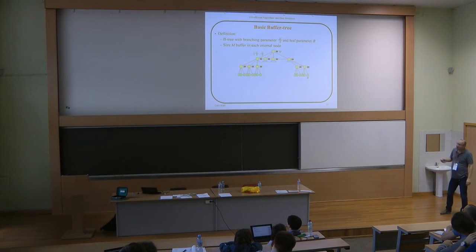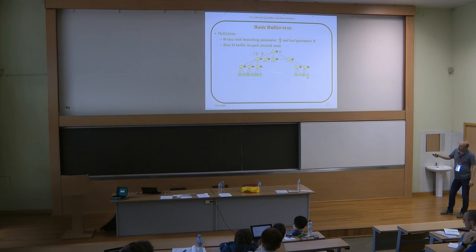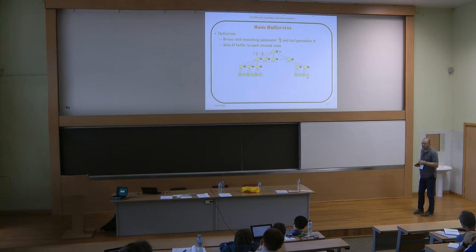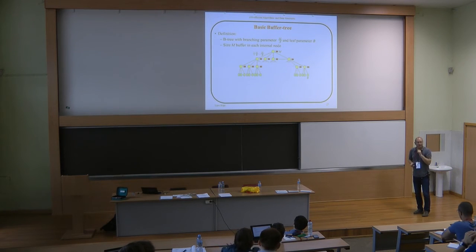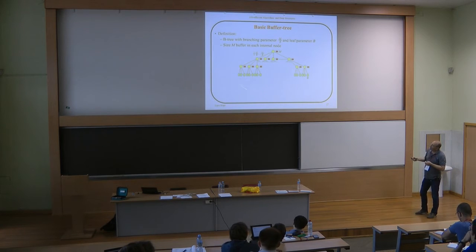It's a B tree with branching parameter M over B and leaf parameter B. So remember that means that the fan out of the tree is between 1/4 M over B and M over B, and the number of things in the leaves is between 1/4 B and B. So it's just a B tree, to answer your question, except that the fan out is big and the leaves are smaller. And one extra thing, I've assigned a buffer of size M to each node. But that's all it does. It's a B tree with a buffer in each node.